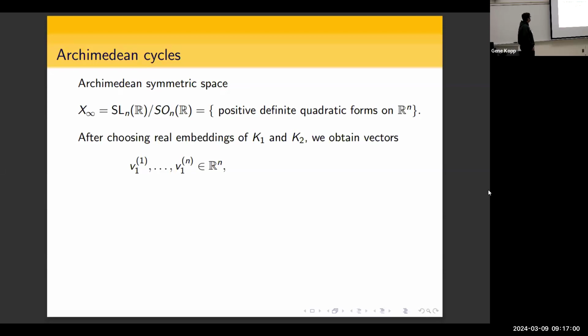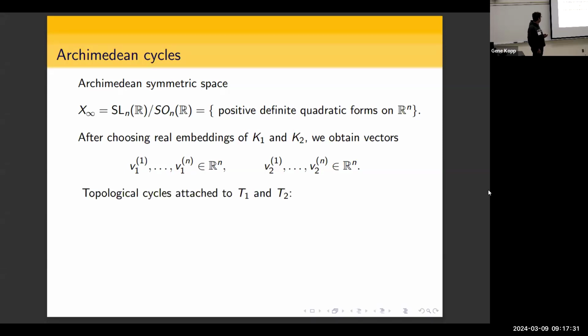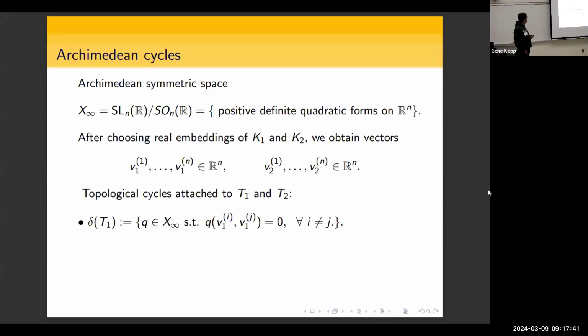Now, remember that K1 and K2 are totally real, so each of them has n real embeddings. And once I do that, I get vectors v1,1 up to v1,n, which are obtained by taking this v1, which is in K1 to the n, and applying to it the n different real embeddings. So I get a collection of vectors in R to the n, and likewise for v2. Okay, so I get these n-tuples of vectors in R to the n from both of these eigenvectors. Now, we can associate to the tori two different types of topological cycles on this Archimedean symmetric space, namely a small cycle, which I'll call little delta of T1.